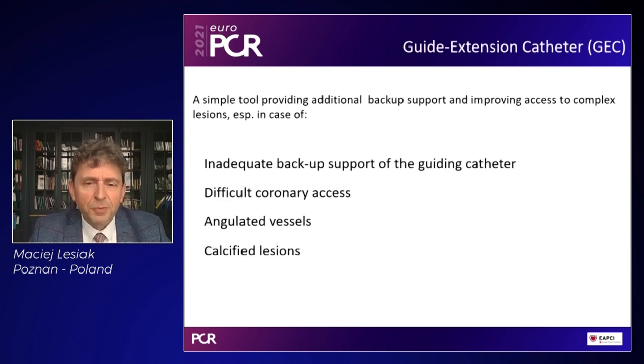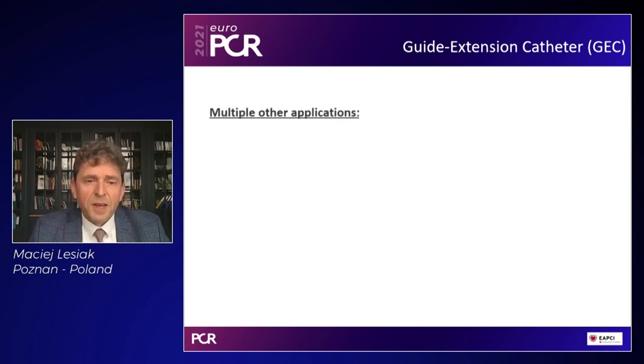One of the very simple and at the same time very useful tools is the guide extension catheter. It is a tool providing additional backup support and improving the access to complex lesions. And especially in the cases of inadequate backup support of the guiding catheter, in a difficult coronary access, in angulated vessels or calcified lesions.